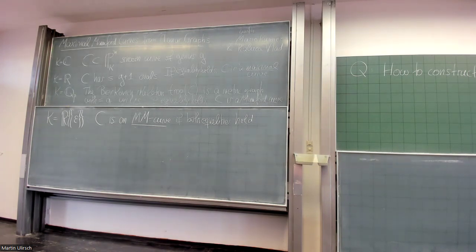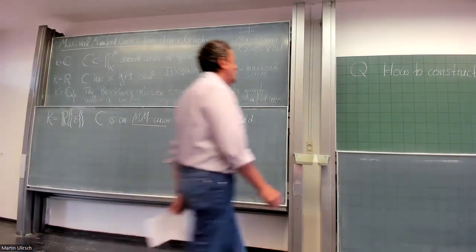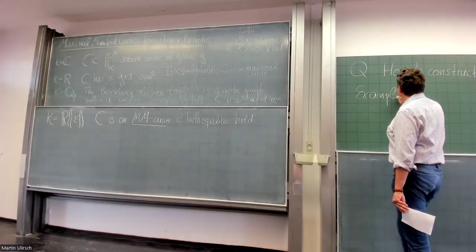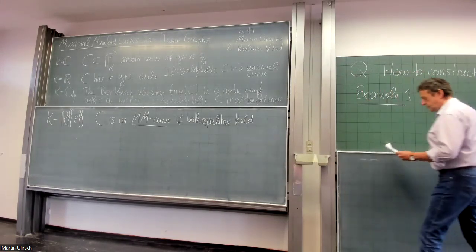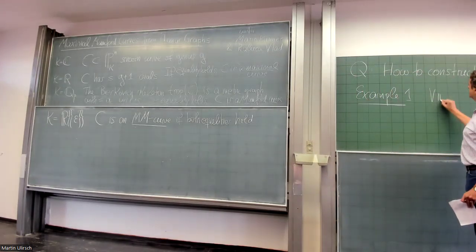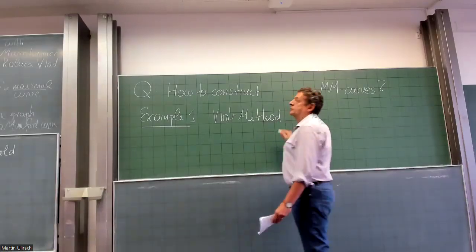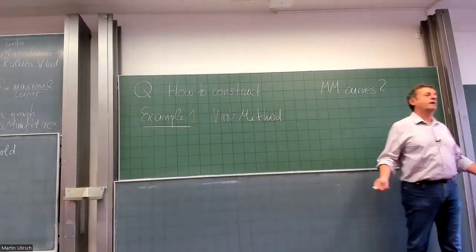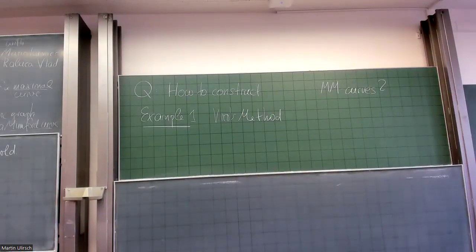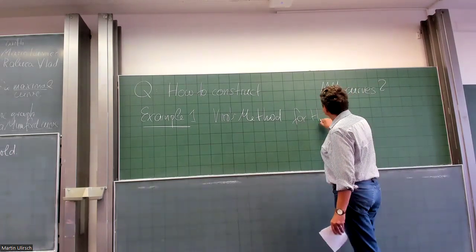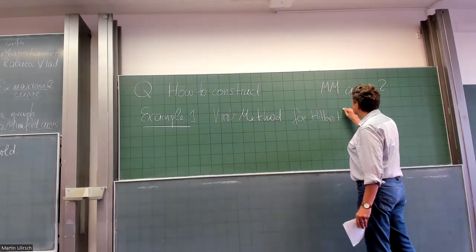Okay, so how to construct MM curves? Well, the first answer and the first example is to use Viro's method. So tropical geometry has a very diverse history. It has many, many fathers and mothers, and Oleg Viro is one of them. So he introduced the patchworking method for constructing real curves with prescribed topology.